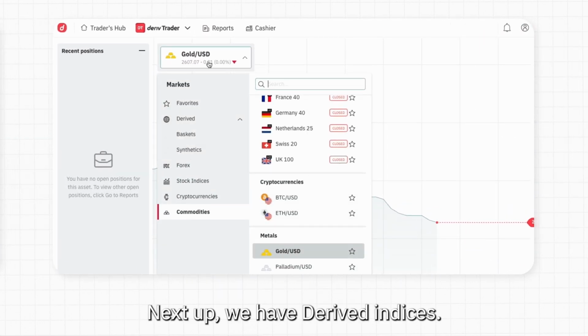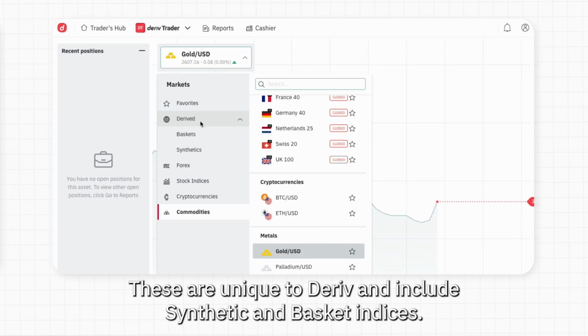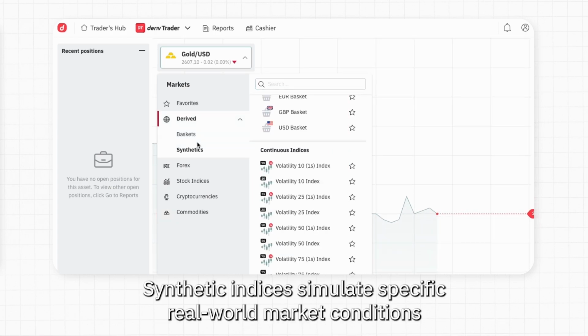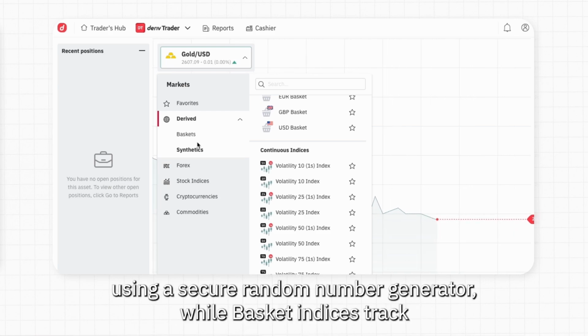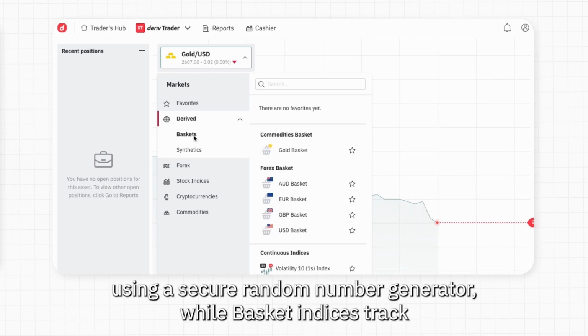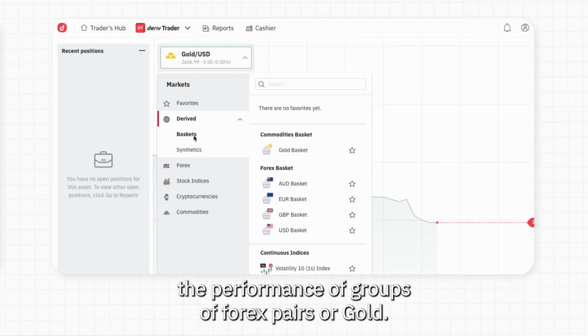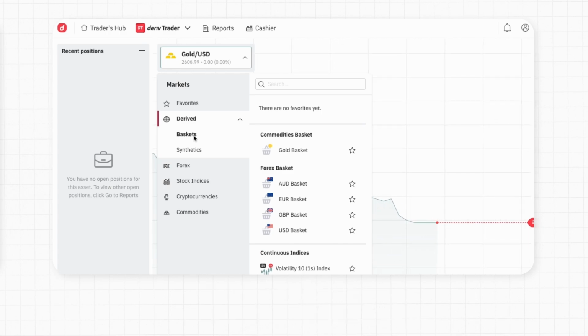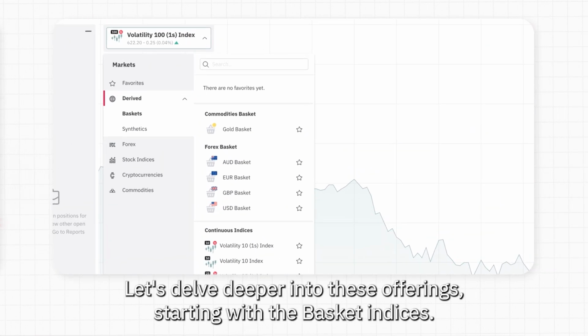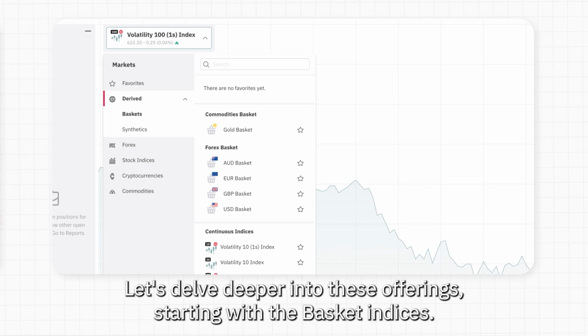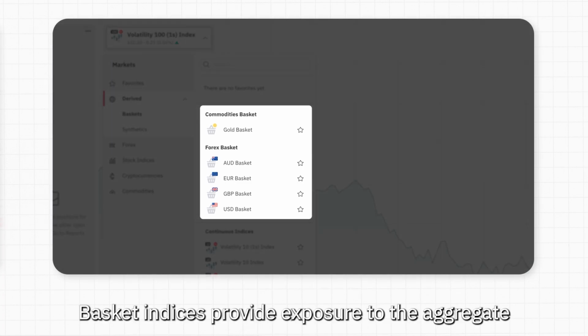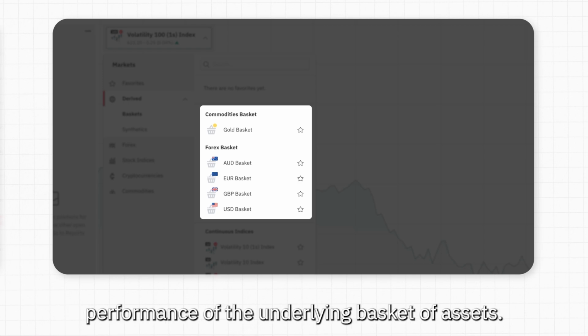Next up, we have derived indices. These are unique to Deriv and include synthetic and basket indices. Synthetic indices simulate specific real-world market conditions using a secure random number generator, while basket indices track the performance of groups of forex pairs or gold. Let's delve deeper into these offerings, starting with the basket indices. Basket indices provide exposure to aggregate performance of the underlying basket of assets.